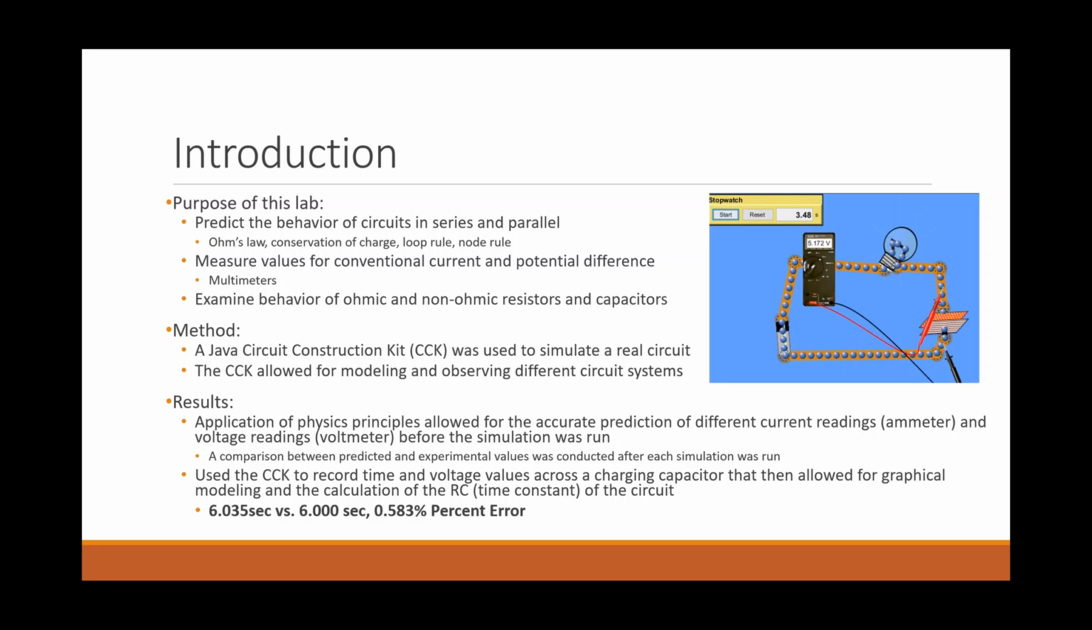I used the CCK to record time and voltage values across a charging capacitor that then allowed for graphical modeling and the calculation of the RC, or time constant, of the circuit. My percent error for this was 0.583%, comparing my 6.035 second experimental value to the 6.00 second theoretical value.